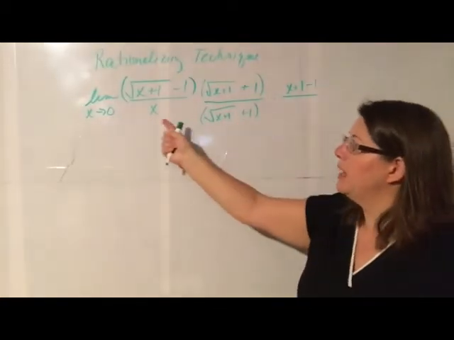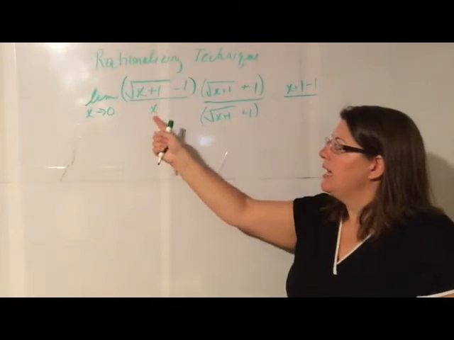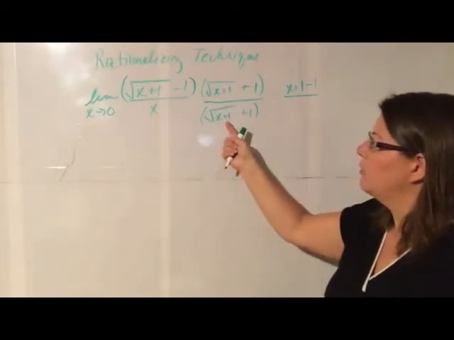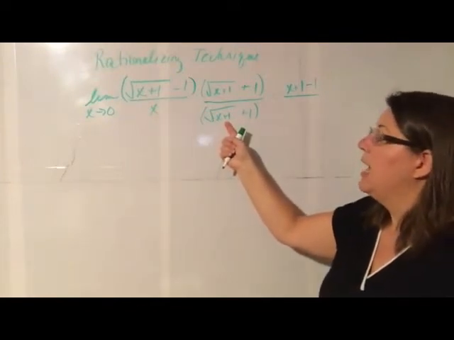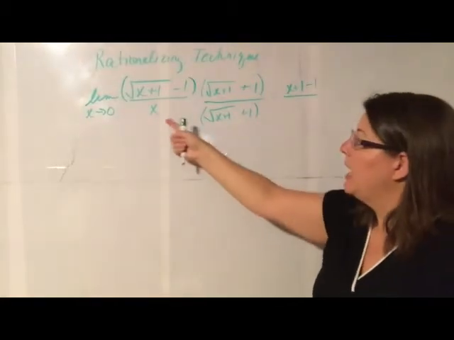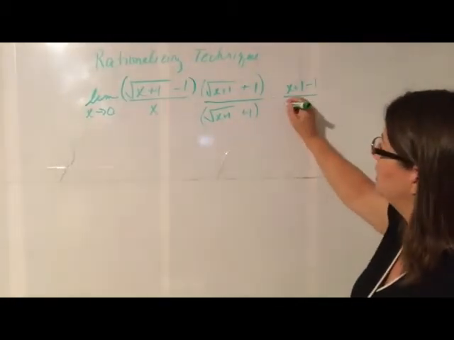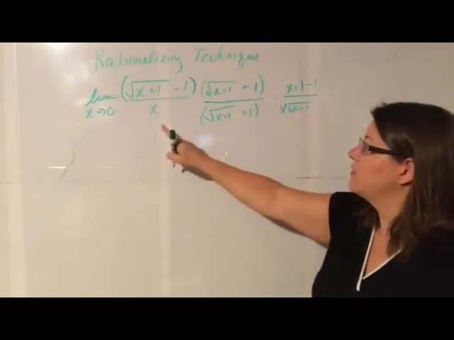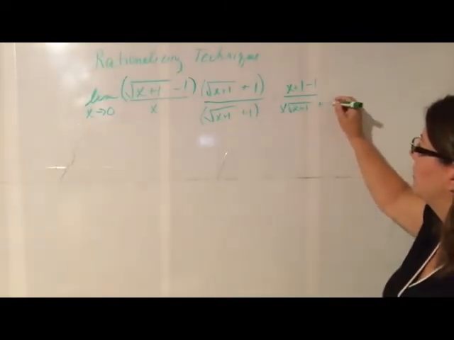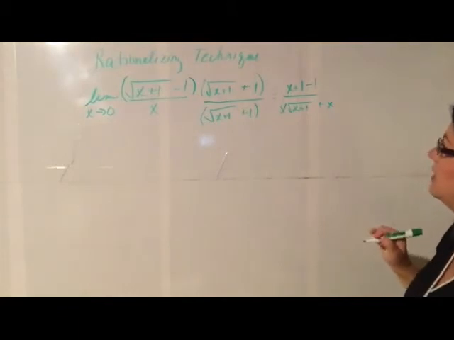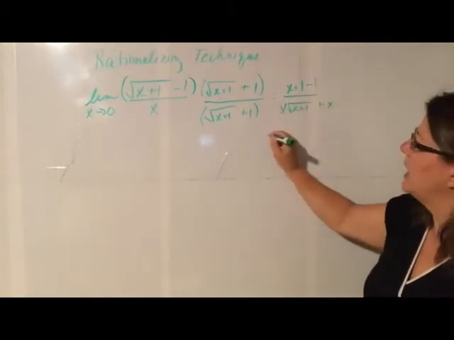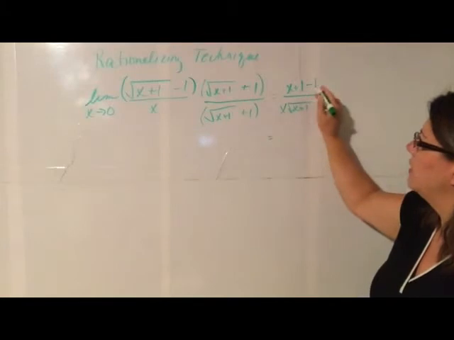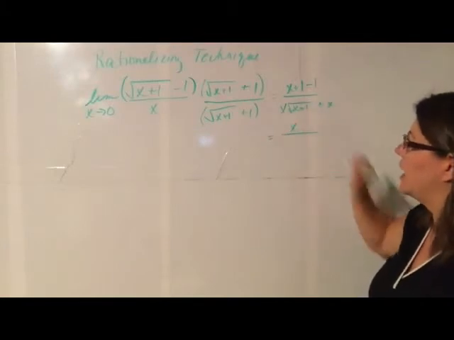Then we have to multiply the bottom. Well, if I do that, x times square root of x plus 1, I'm going to distribute. So x times square root of x plus 1 is x times square root of x plus 1. And then x times 1 is x. And so then, if I look at what I've got left, on the top, 1 minus 1 is 0. So I have an x left on top.